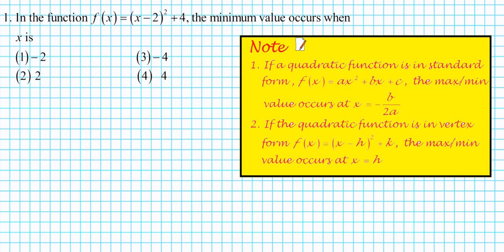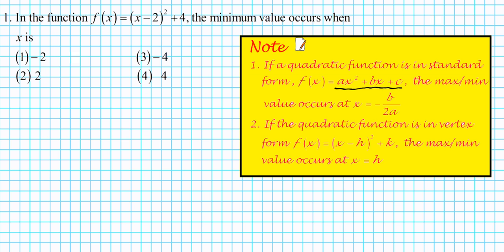Alright, let's take a look at question number 1. It reads, in the function f of x equals (x minus 2) quantity squared plus 4, the minimum value occurs when x is... So one thing you want to note is that if you're given a quadratic function in standard form, ax squared plus bx plus c, the x value of the extrema, max or min, can be determined by simply computing negative b over 2a.